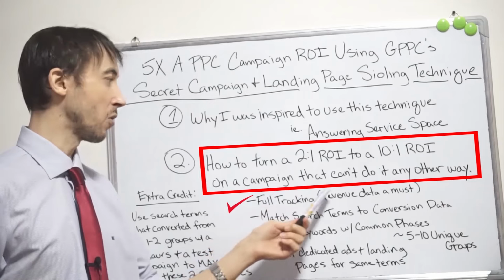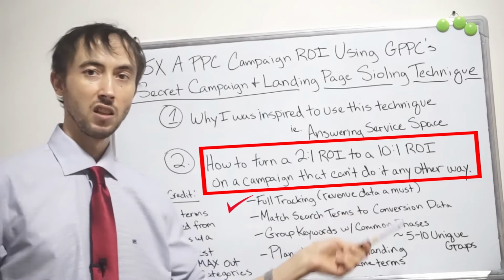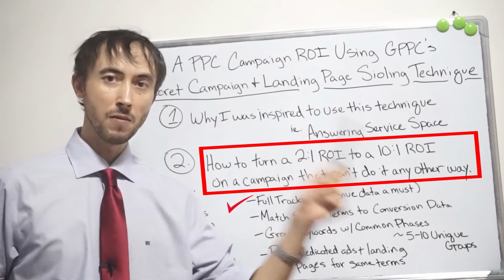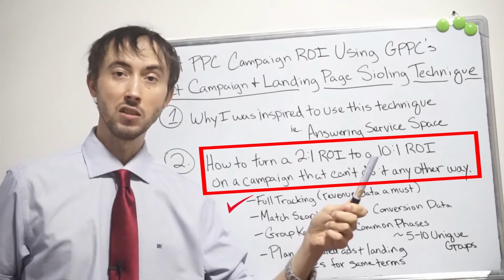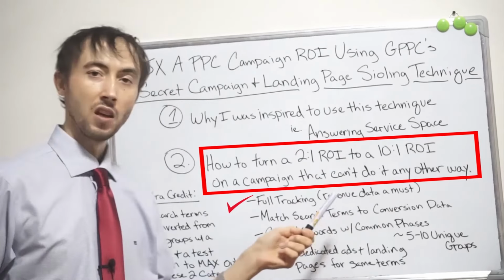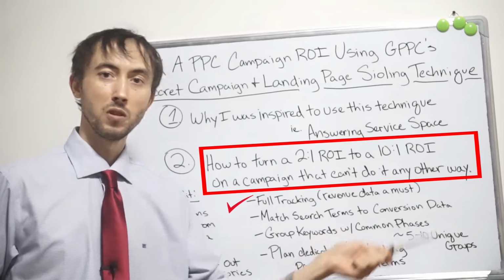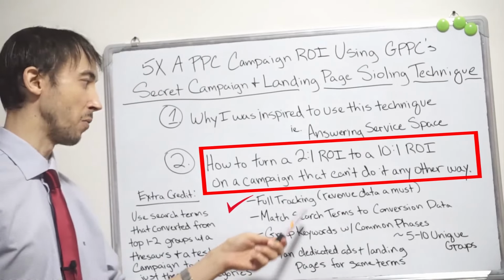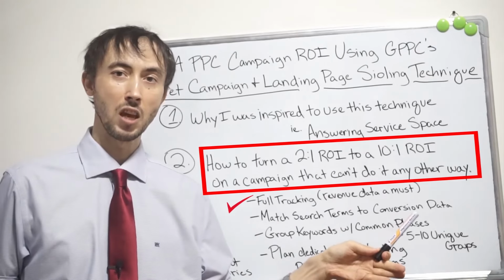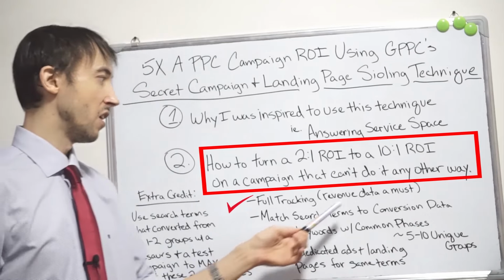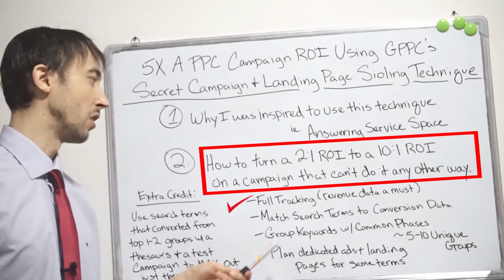So you want full tracking, where revenue data is a must. You want to import revenue data. If you can't get revenue data, you import a lead score if you're doing lead tracking. If you're doing e-commerce tracking, well, you would of course just do revenue tracking by default. But this is more for lead generation campaigns, so I'll refer to that here, even though e-commerce could technically be the same thing.